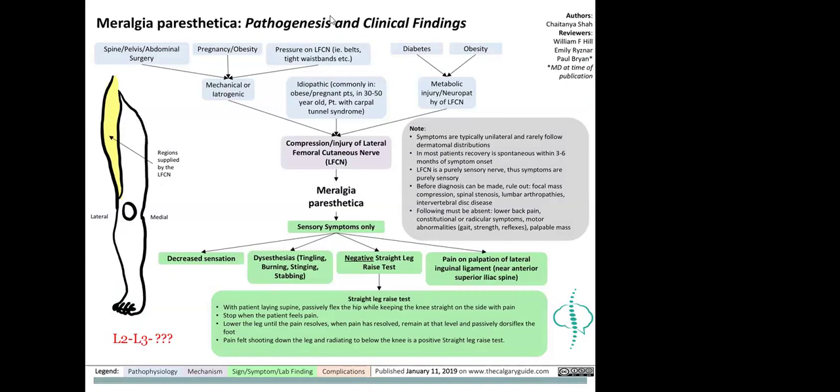Anybody? So there's a difference between a cutaneous nerve and a nerve root issue, right? A lot of answers.